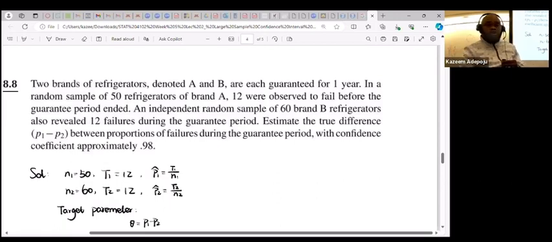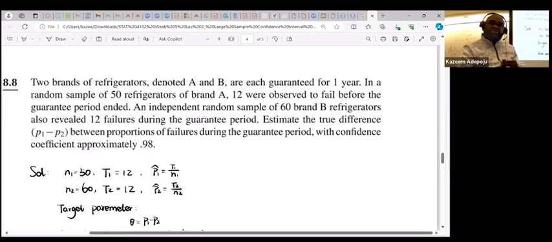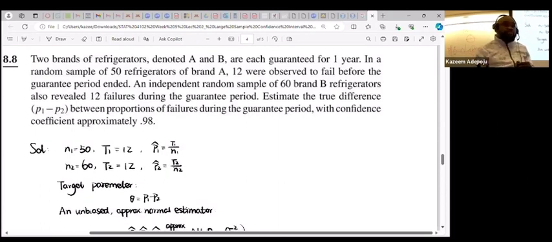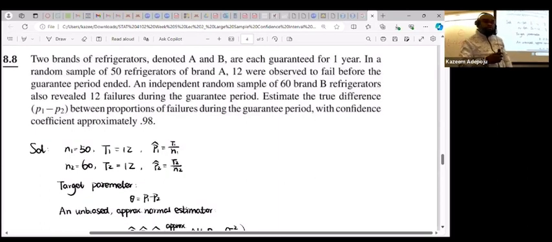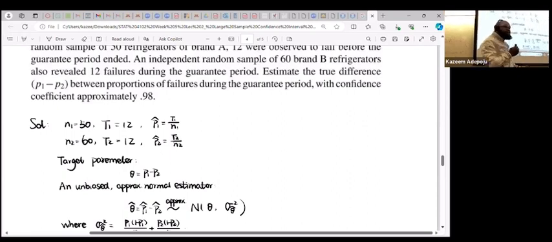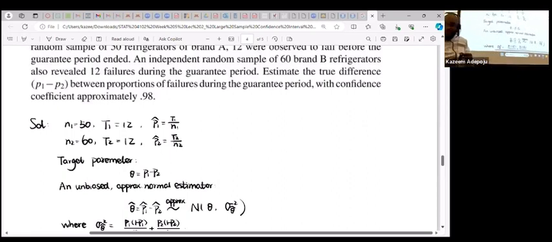And of course, we all know the estimator we're going to use. That's going to be p-hat 1 minus p-hat 2. But we need to first obtain p-hat 1 and p-hat 2. Now, p-hat 1, the proportion of failure, is just the ratio of how many fail out of the sample size: 12 over 50 for the first one, 12 over 60 for the second one. And of course, the target parameter theta is P1 minus P2. That is the target, right? And we're going to make use of an estimator, p-hat 1 minus p-hat 2.